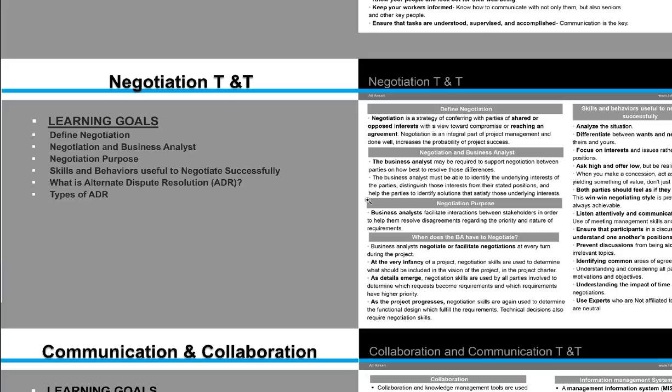So we are going to take a look into the negotiation purposes, the skills and behaviors used to negotiate successfully. What is alternate dispute resolution? If we have disputes, what is the best way to solve the dispute? And then types of alternate dispute resolution.